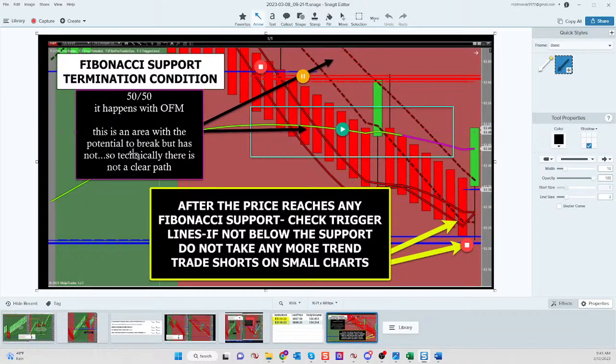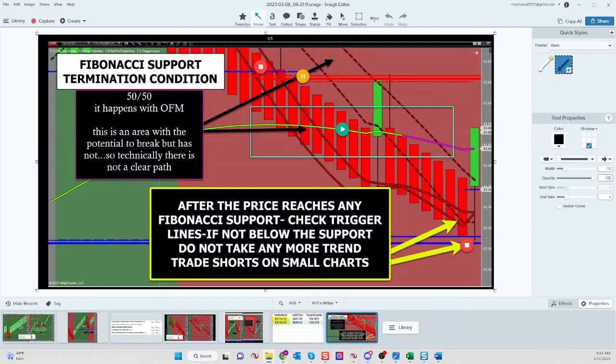Guys, we have what we call a 50-50. And this takes it outside of high probability. A 50-50 means that your small trigger lines have broken through an area with odds favorable momentum, but your large triggers have not, which means that you don't have the advantage of a clear path. What you do have is an area with the potential to break.